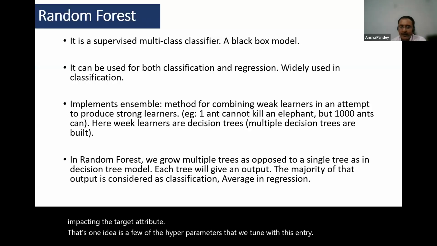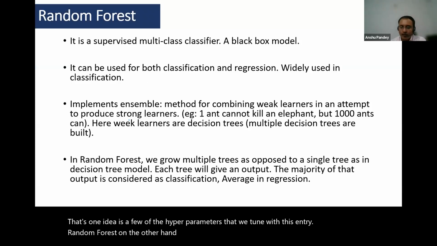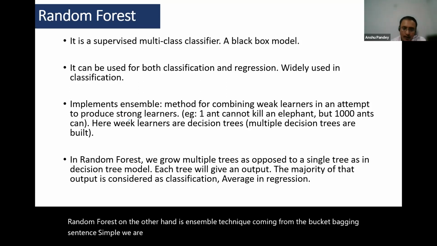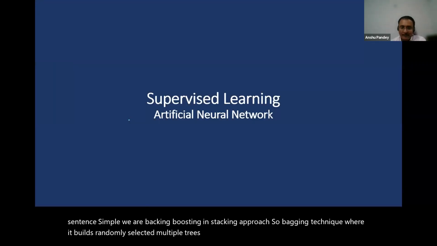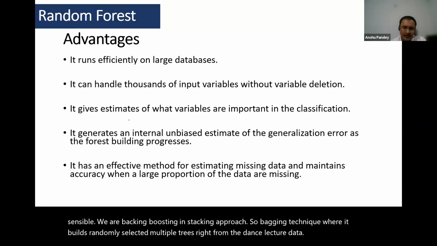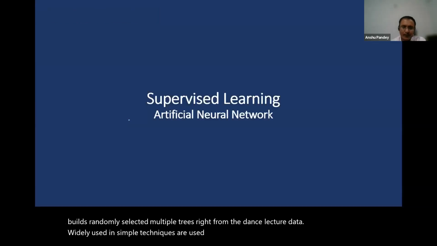Random forest, on the other hand, is an ensemble technique coming from the bucket of bagging. So in ensemble, we have bagging, boosting, and stacking approaches. Bagging is a technique where it builds multiple randomly selected trees from randomly selected data. Ensemble techniques are very widely used for data science problems.